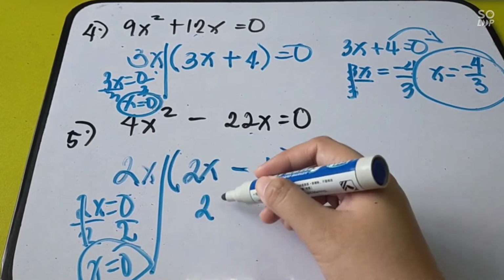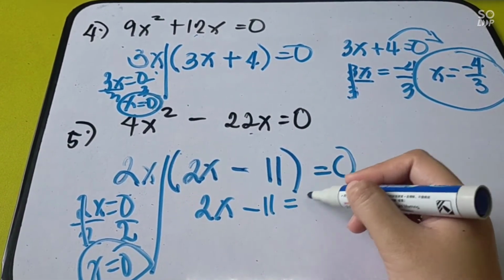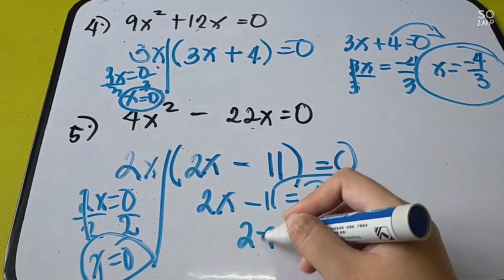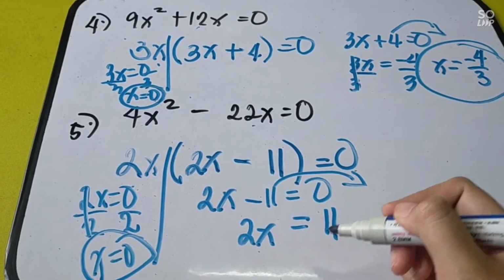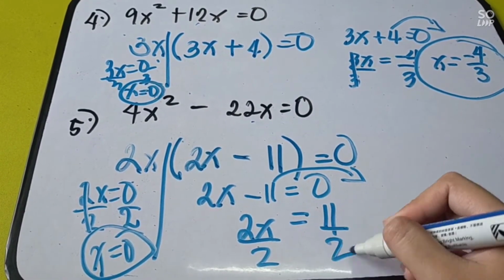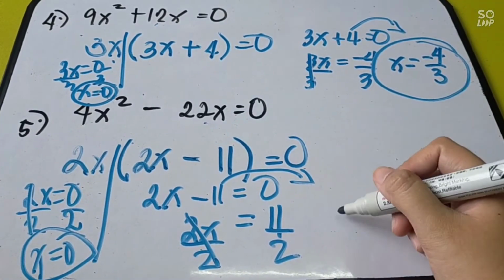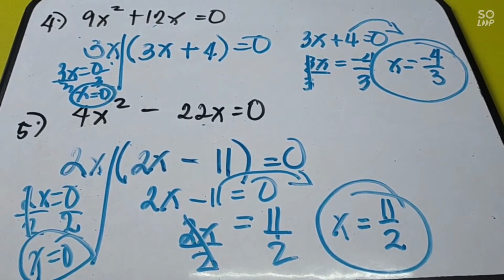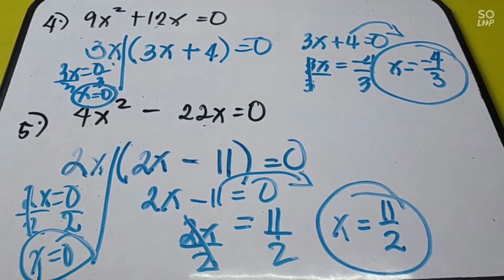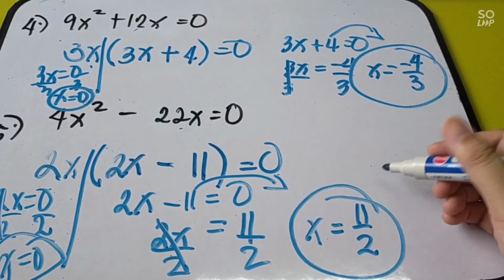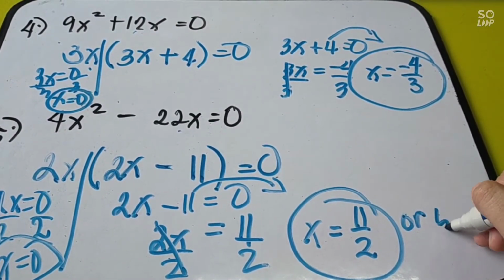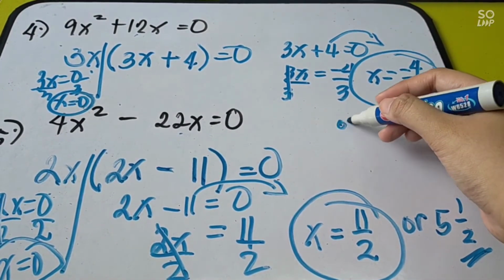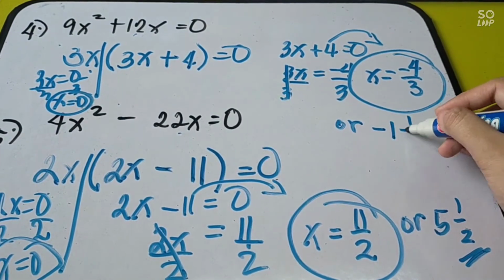Next tayo. 2x minus 11 equals to 0. Just transpose negative 11 to the other side. So, you have 2x is equal to positive 11. Divide both sides by 2. By 2, canceled out. So, the answer here is x is equals to 11 over 2. Okay? So, pwede na yan. Yung proper fraction, huwag nang pahirapan ang inyong sarili. Or, sige, kung gusto nyo, pwede naman siyang mixed number, that is 5 and 1 half. Pwede naman din yan yung sagot nyo. Or, dito naman, pwede rin naman ang sagot nyo dito ay negative 1 and 1 third.